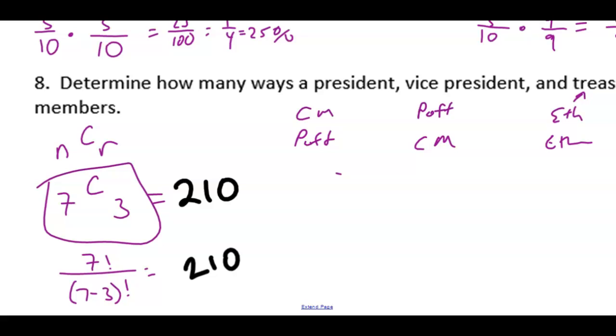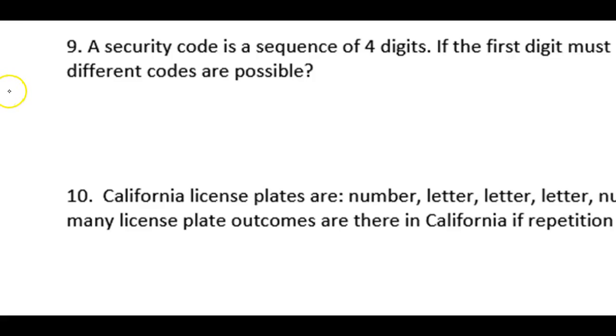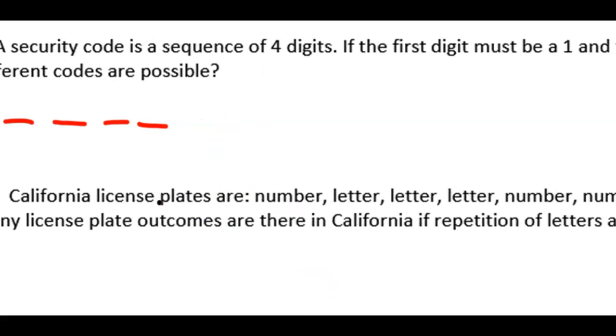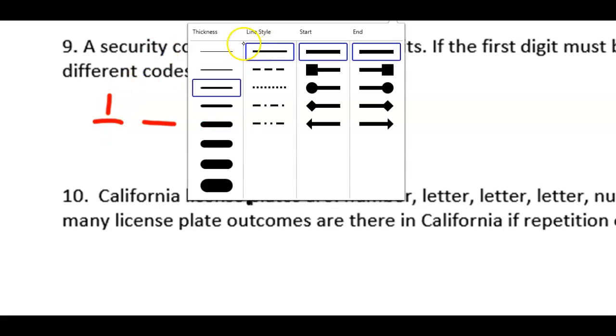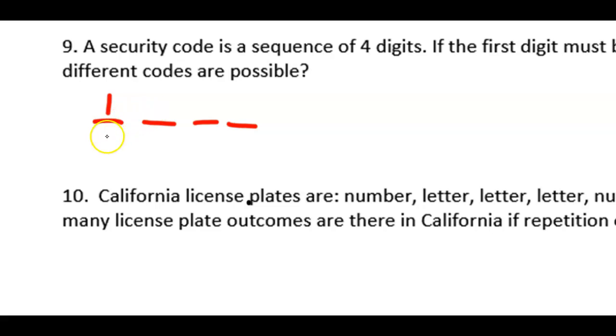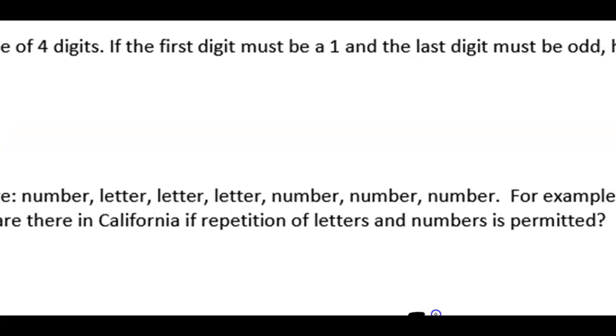All right. Number 9 says the security code. I like these. The security code is a sequence of 4 digits, right? So I got 4 digits, and I like to write it out: 1, 2, 3, 4. And it says, let's look at the conditions. The first digit must be a 1. So we already know what this is. That's a 1. So we have one option for that. Down here in blue, I'm going to put my number of options. I have one option, right? Now, the last digit must be odd.